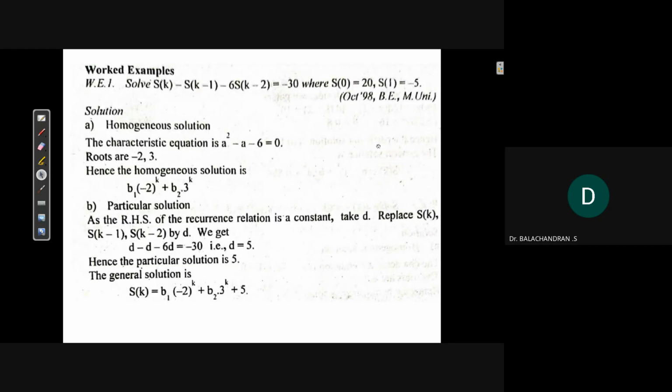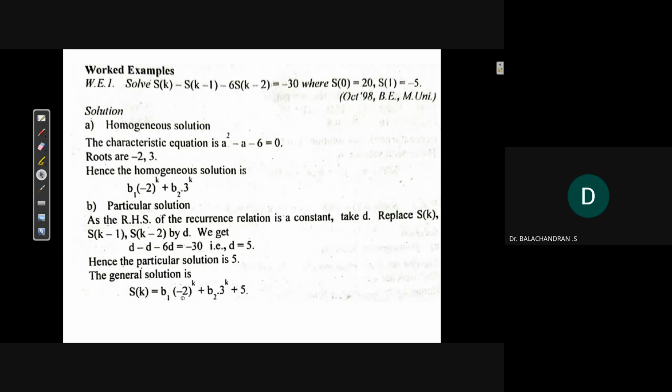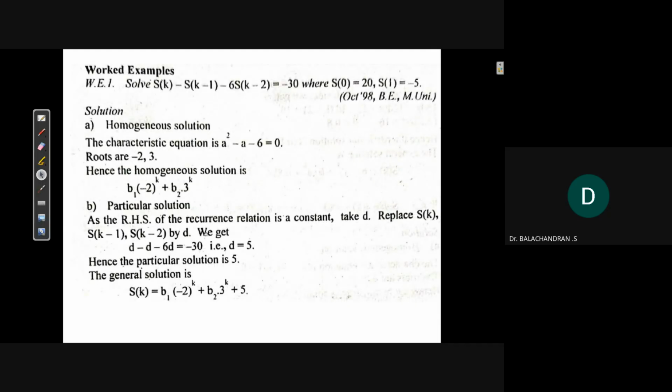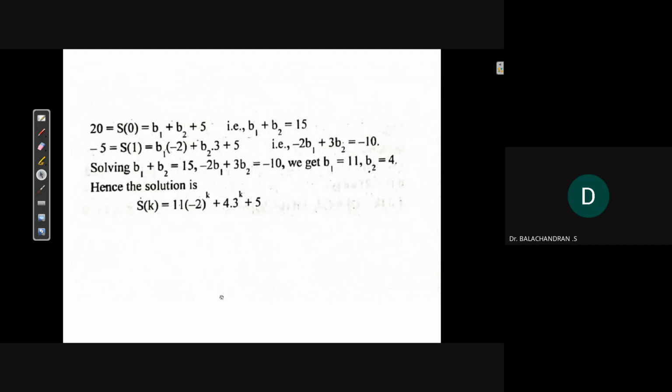Using these two initial conditions, you should find b1 and b2 and substitute them here. So b1 is 11, b2 is 4. Substitute the values of b1 and b2. Here, b1 is 11 into minus 2 power k, plus b2, which is 4, into 3 power k plus 5.